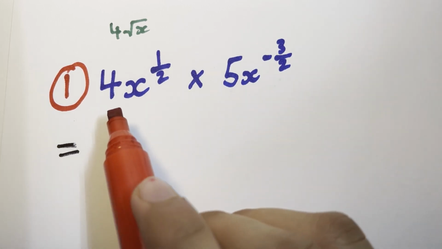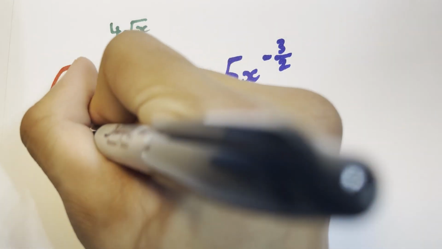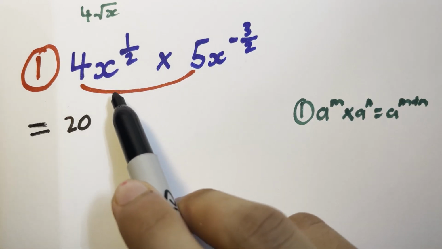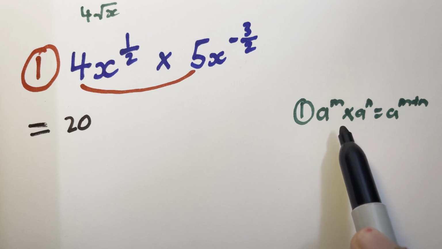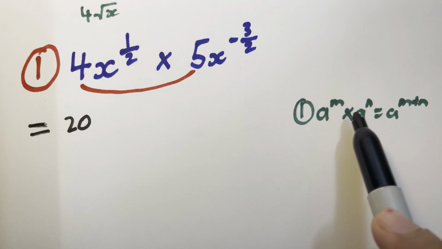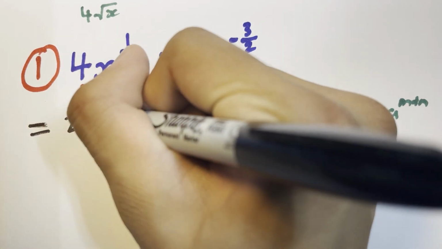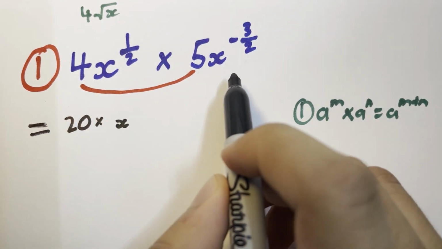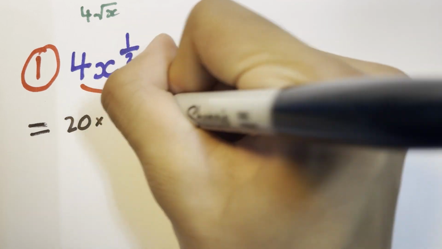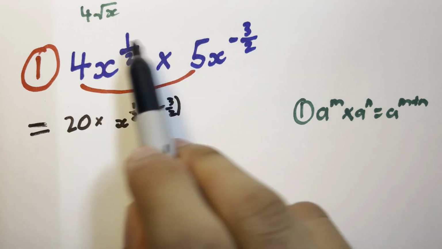Firstly, it's always best to try and multiply out the constants first. So multiply 4 times 5 to get 20, and this will be your coefficient for the answer. Next, since we're multiplying expressions with powers in them, think back to our first rule, which said that if you multiply two powers, your result is the base raised to the power of the sum of those two powers. This means that here, our answer will be multiplied by x, which is our base, to the power of 1/2 plus minus 3 over 2, since that's the sum of our two powers.